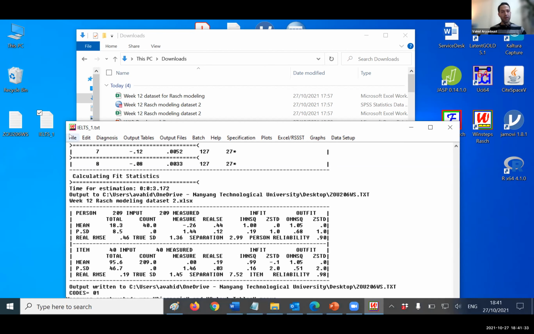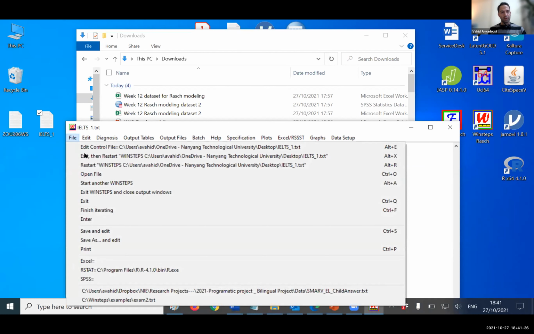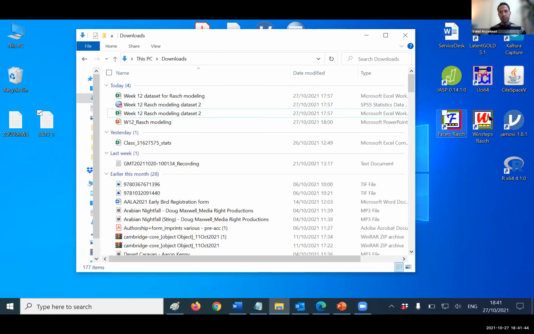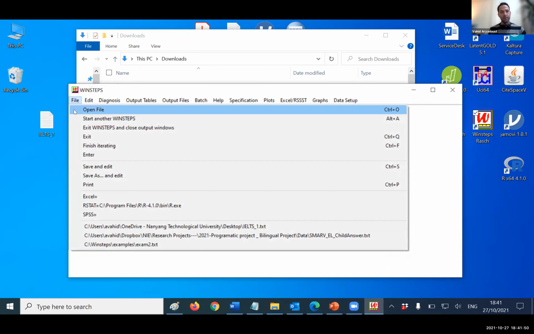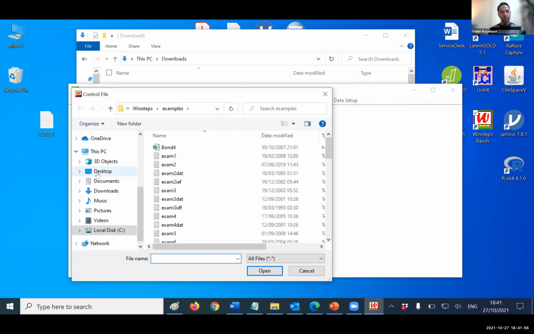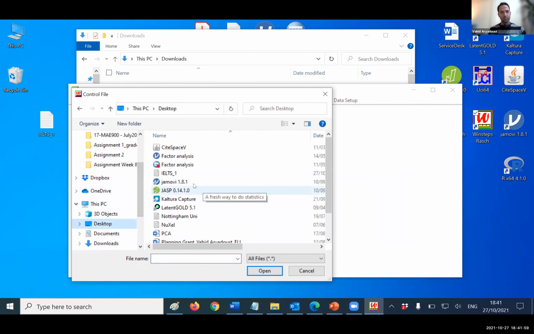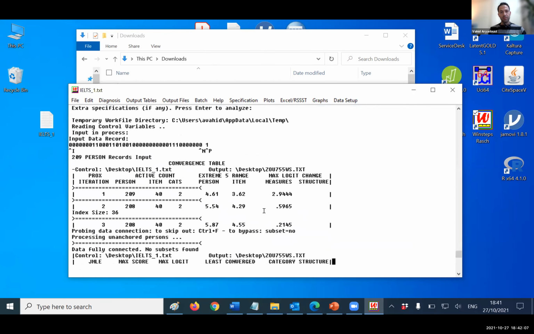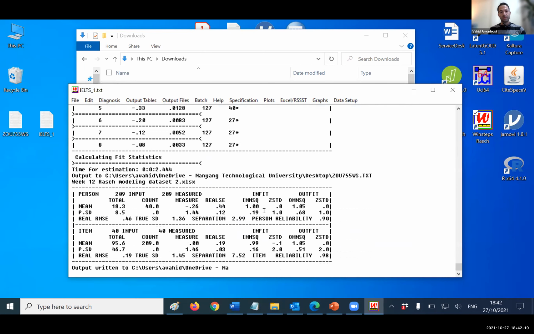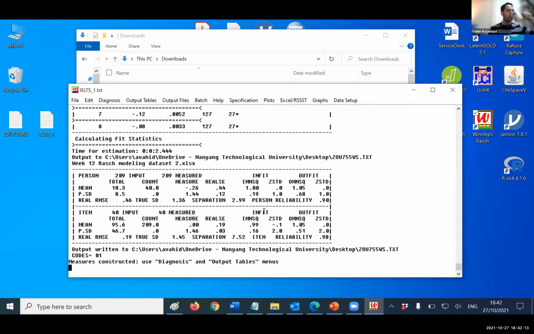Or you can open it from File. You can just open WinSteps first. It's going to be like this. Let me just do it once quickly. So you open WinSteps. There's nothing there. Go to File, Open File, and find your input. Mine is here, IELTS. It's open now. Click, press Enter once, second time. Okay, you should press Enter twice. Very good.